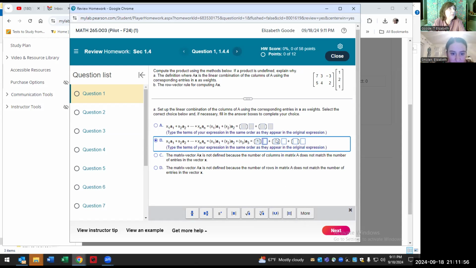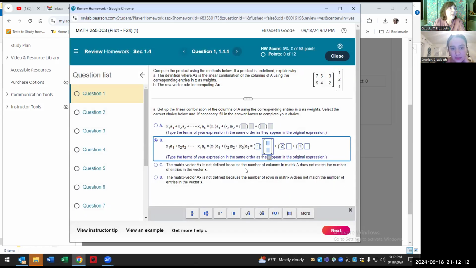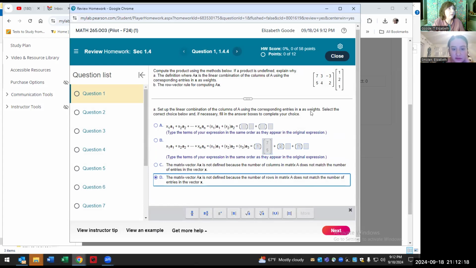Right, so one would be the first weight, two would be the second weight, and one would be the third weight, but then we have to put in the column vectors. It's 2 rows and one column, so you just put 7, 5, and the other column, 3, 4, and then -2. Great. All right, so you knew how to do this one. All right, so next.